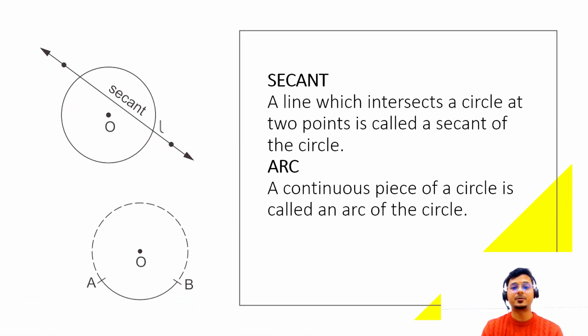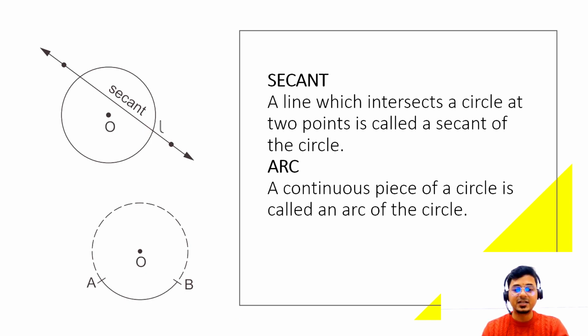Now let's understand about secant. A secant is a line that intersects the circle at exactly 2 points. We can say a secant is an extended version of a chord. We can extend both the ends of a chord and we'll get a secant. So a chord is basically a line segment that starts on a circle and ends on a circle, but a secant is a line.